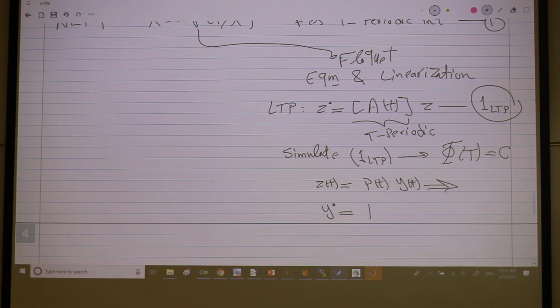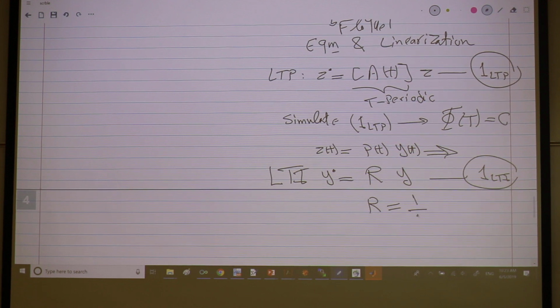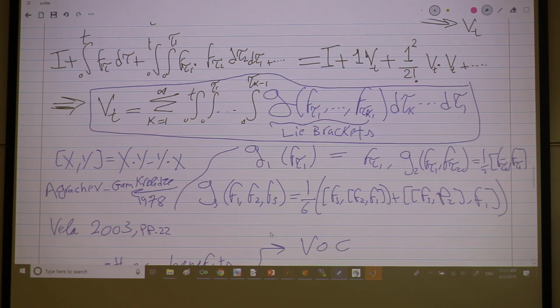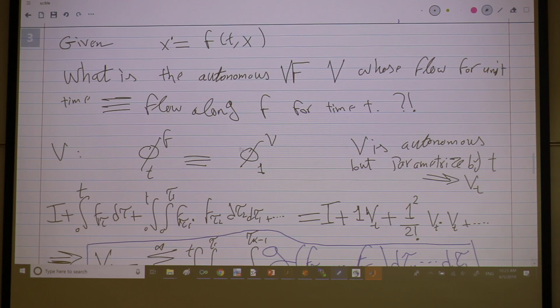Dynamics written as R times Y. This is an LTI, right? Where R is the logarithm of C, okay? By the way, here we can also call V, look at this, the flow along the time-varying vector field phi, we called it the exponential, right?